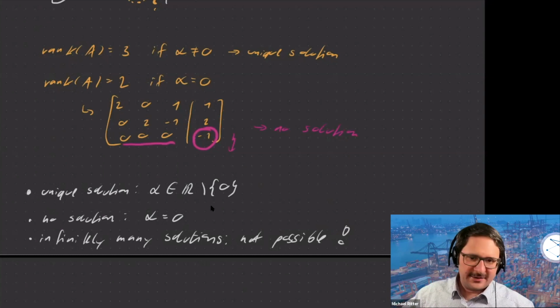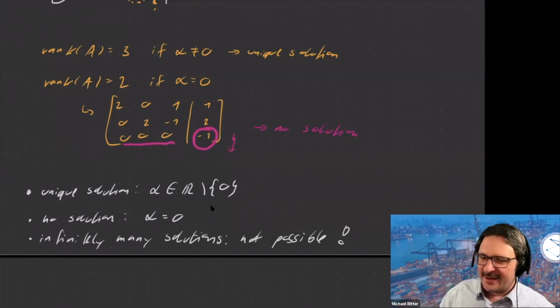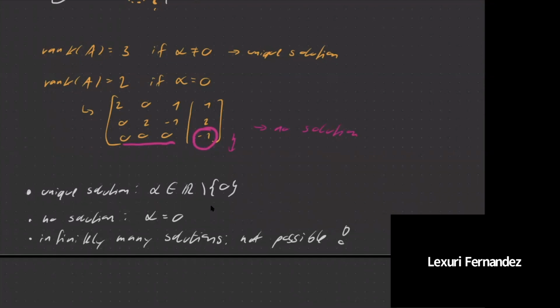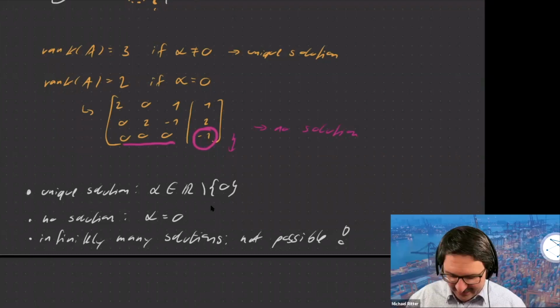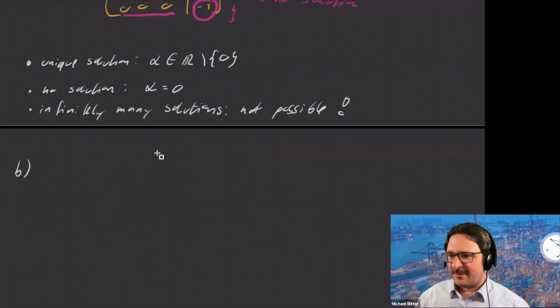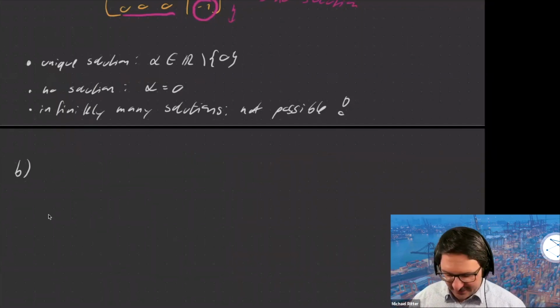Okay, basically that's the only thing that was maybe a little mean about that problem here. Questions so far? No, there aren't. Okay, great. So let's go to part B. In part B, we are asked to actually solve that system of linear equations for two specific values of alpha.